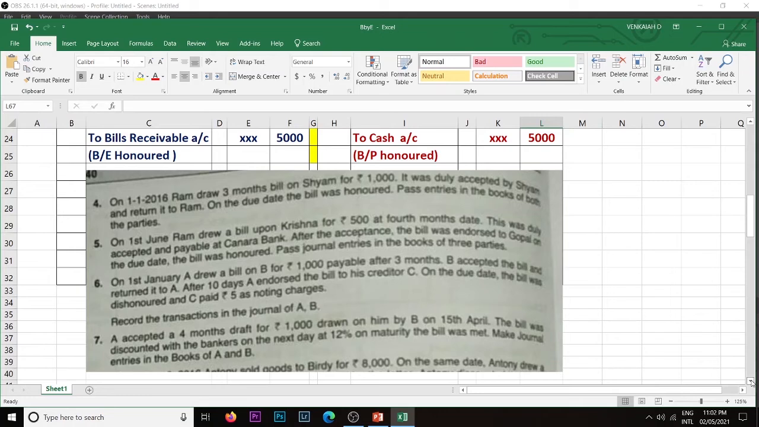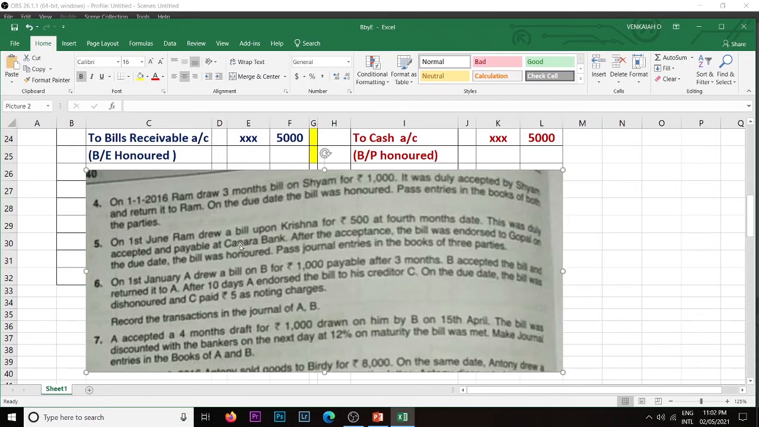So now the bill B accepted and returned to A. Now the bill is with A. After 10 days, A endorsed the bill to his creditor C. Now the bill is with C. On the due date, the bill was dishonored and C paid rupees 5 as noting charges.